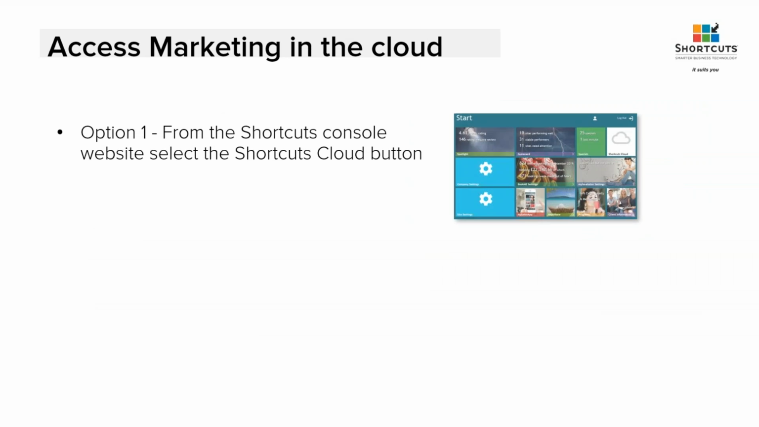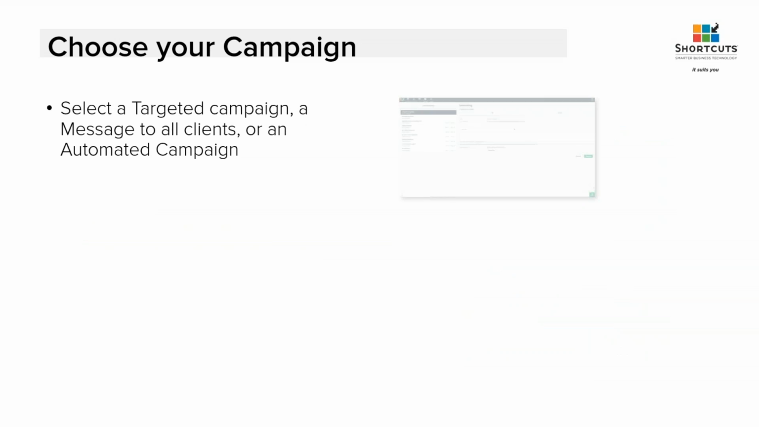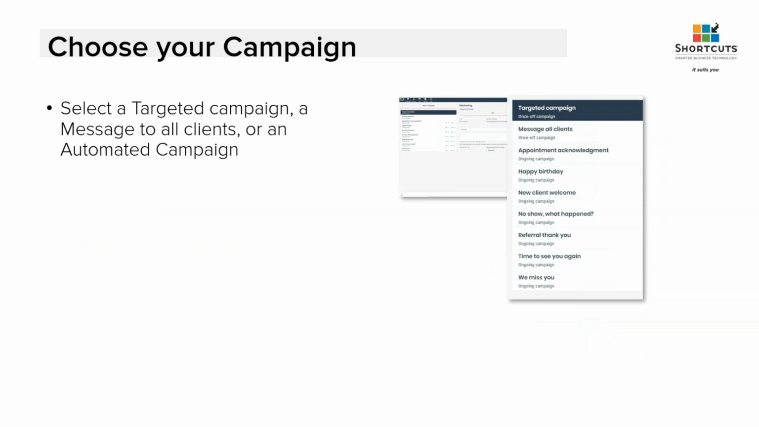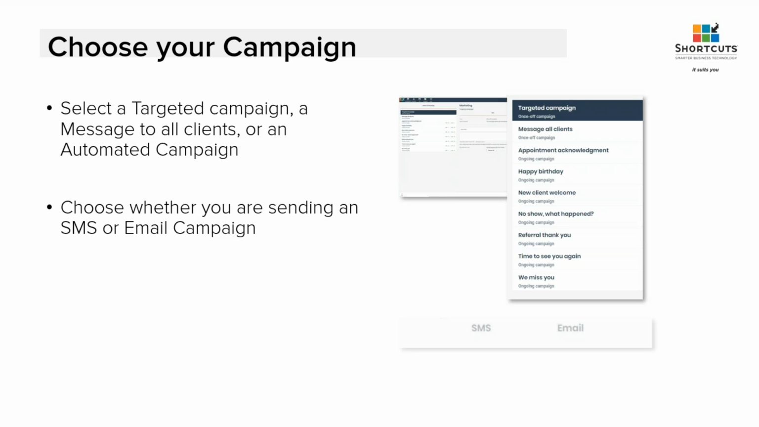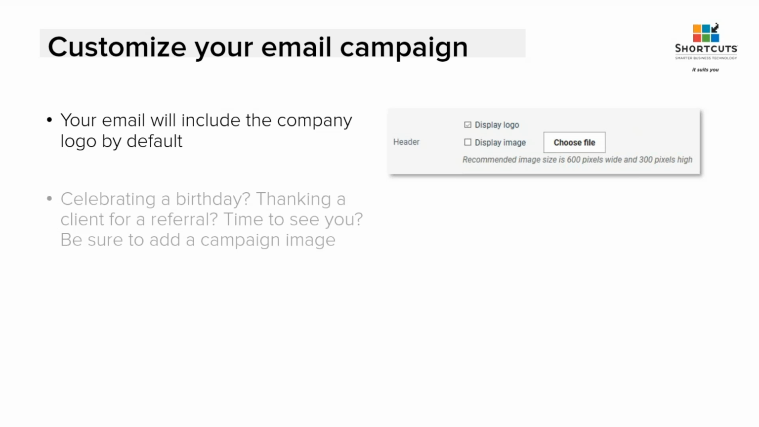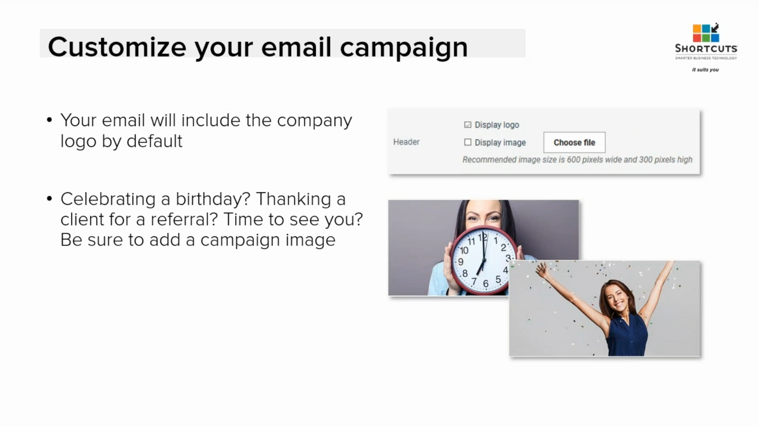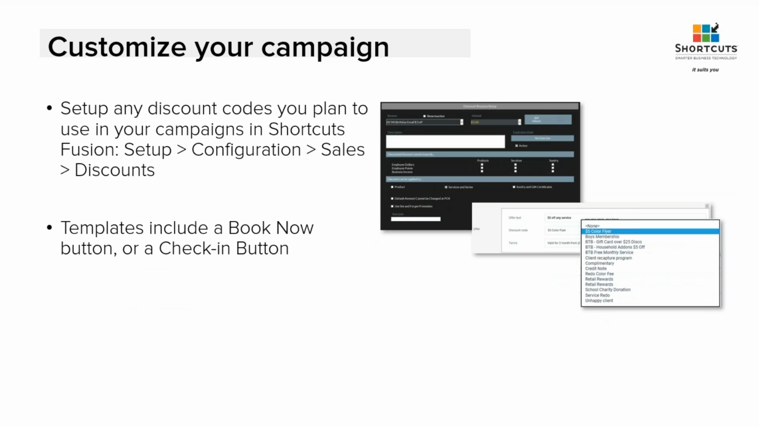So then, accessing the actual marketing, you would return to the cloud and you would choose what type of campaign you're going to send out. It's either a targeted campaign to very specific customers or a general message to everybody. And is this message a text, an SMS, or an email? So then you start to customize your campaign. And I'm going to get out of the presentation and actually go into the cloud and show you how this works. So we're going to skip ahead a little bit.